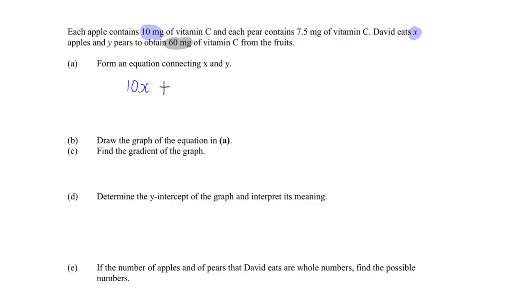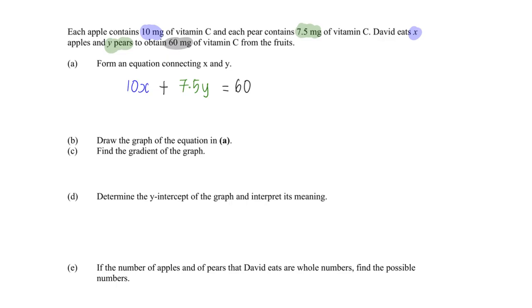And I'm going to add the amount of vitamin C from pear. From pear, there's Y number of pears. Each pear has 7.5 milligrams of vitamin C. Yes, 7.5 times Y number of pears. That will be the amount of vitamin C from pear. And in total, they give me 60 milligrams. And that's the equation done.